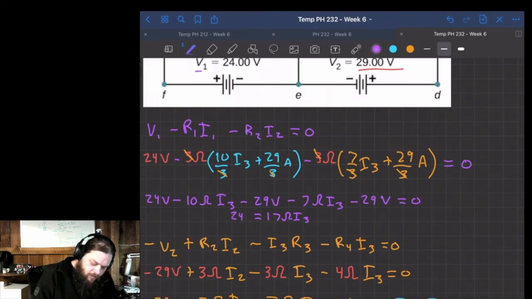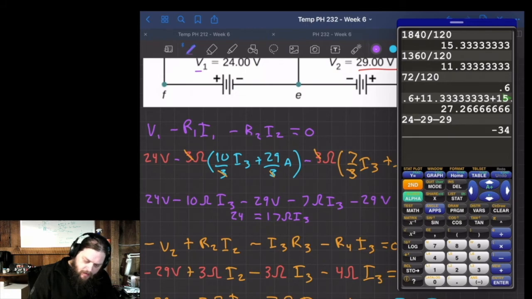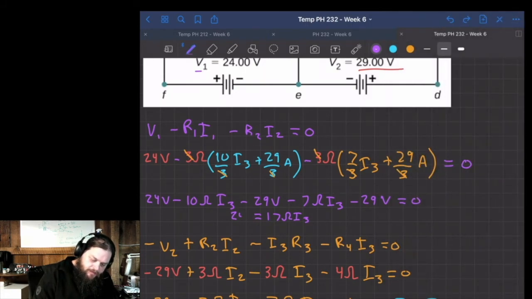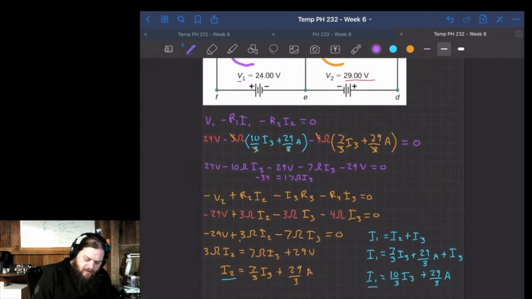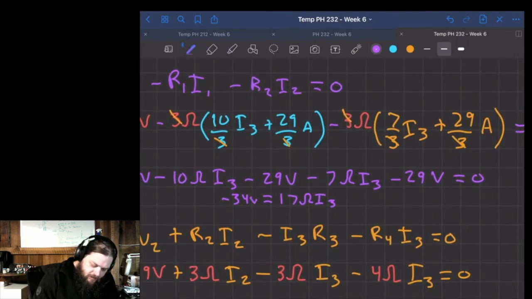So that's 24. Did I do that right? Let's see. 24 minus 29 minus 29. Negative 34. I knew I did something wrong. So that's negative 34. Now if we divide by the resistance, so dividing by 17 ohms on each side, and this was in voltage, we would get voltage divided by resistance is going to give us amperage. That's negative 2 amps is equal to I3.